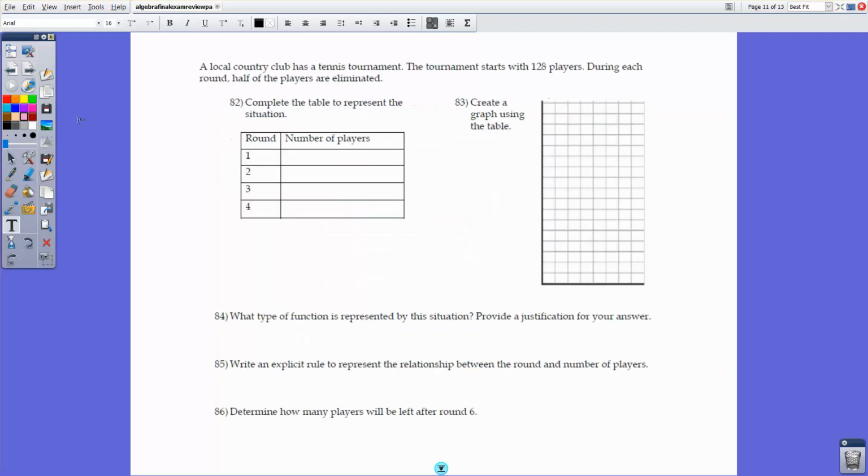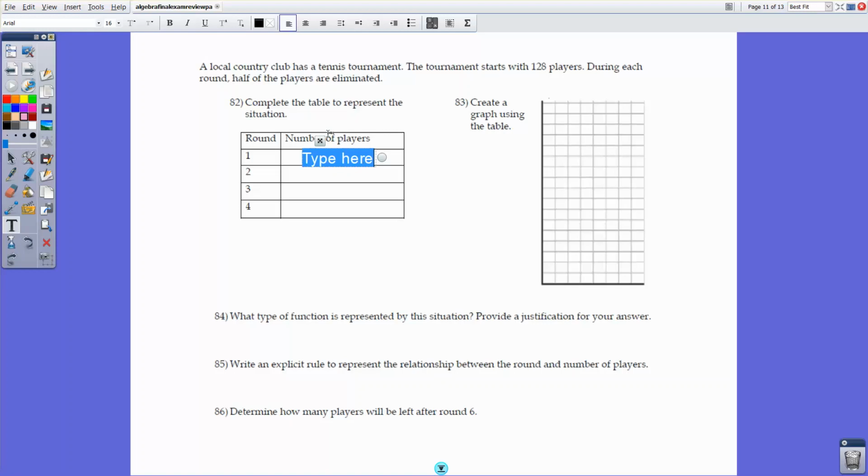Next question. We have a local country club. They have a tennis tournament. The tournament starts with 128 players. During each round, half of the players are eliminated. So at round 1, we would have how many players left? In this case, the first round, we'd have 128 players.